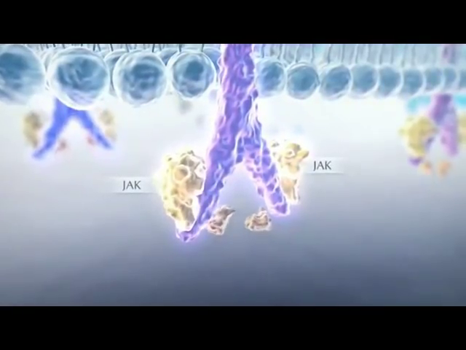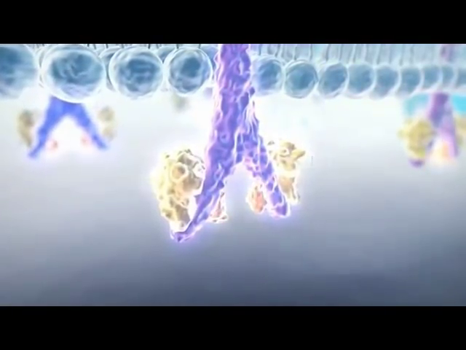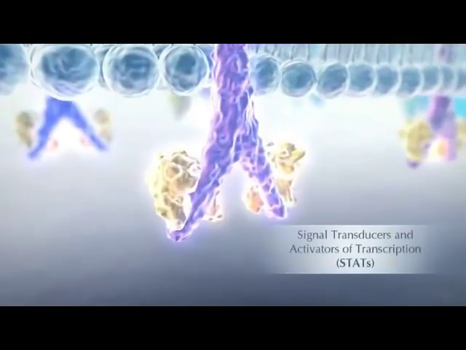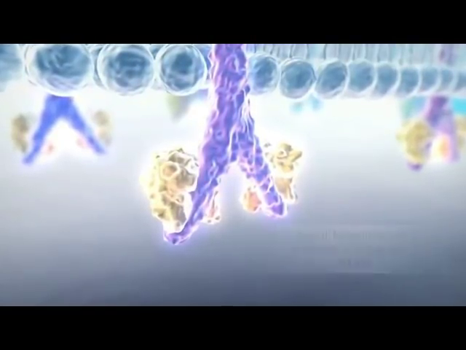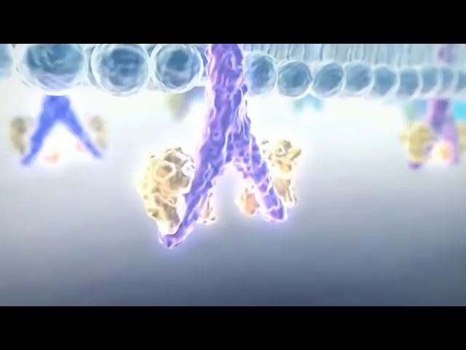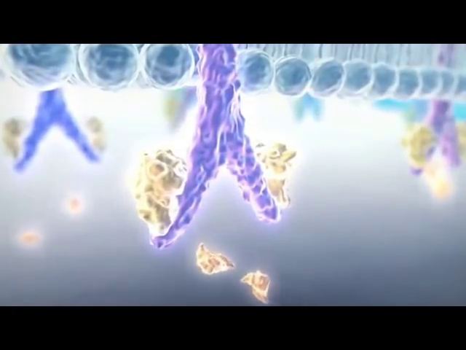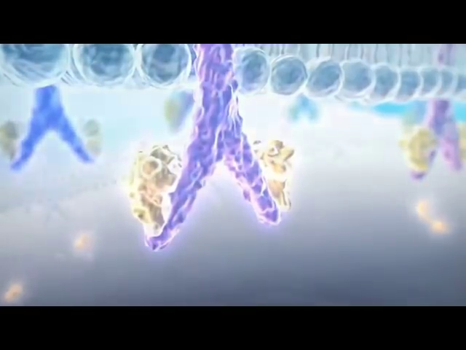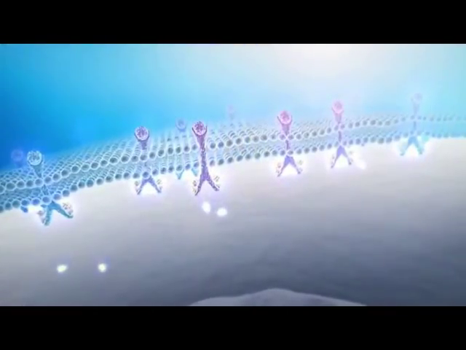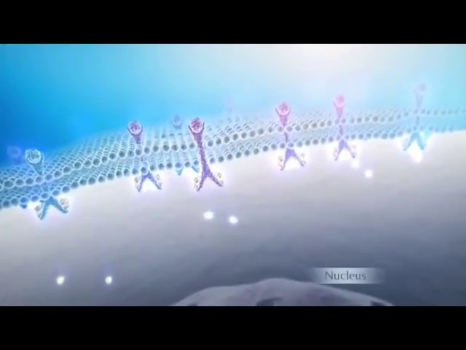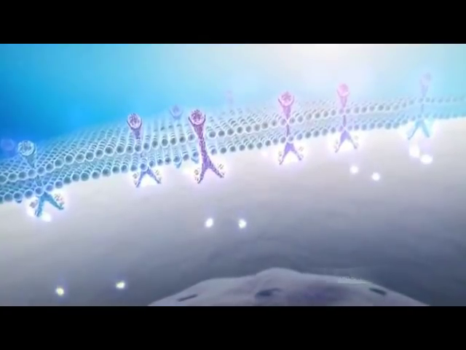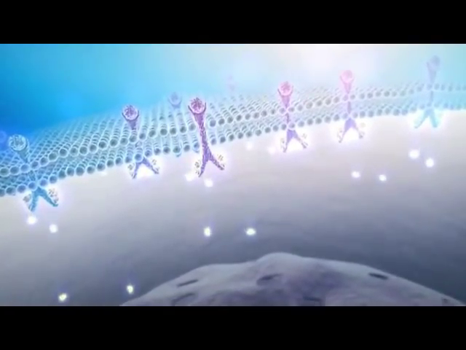These activated JAKs in turn activate proteins known as signal transducers and activators of transcription, or STATs, which are also associated with the receptor. STATs are also recruited to the activated receptor and transduce signals within cells. In the final step of the pathway, activated STATs regulate gene expression in the nucleus.